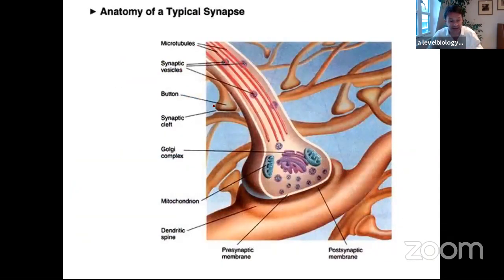So here's your classic synapse. We've got synaptic vesicles which contain neurotransmitter. There are lots of different neurotransmitters in your body. The one you need to know about is acetylcholine, but you do need to know there are others.